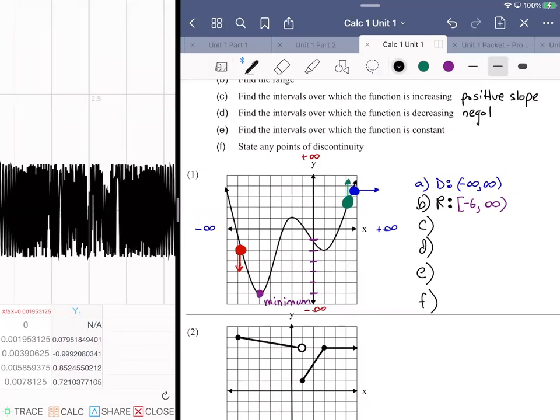Decreasing is negative slope. Constant would be a 0 slope. And then discontinuity is a separate idea. All right, we'll get to that in a minute.